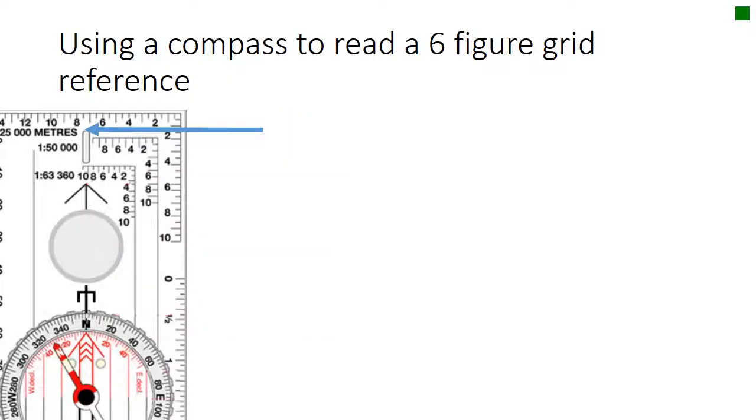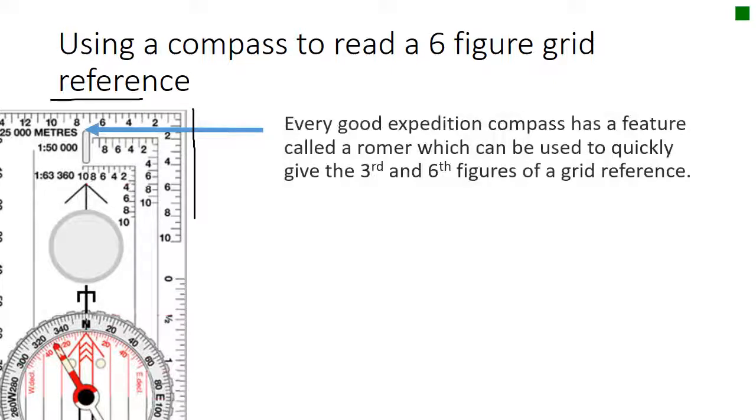So before we can do that, I need to explain to you the different parts of the compass here, or some parts of the compass. This is a standard, what we call base plate compass. It has a clear plastic base plate on it. We'll sometimes call it an expedition compass as well. But it has this scale along the top edge and also along the side. And this is called a romer, R-O-M-E-R. We use that then to very quickly give us the 3rd and the 6th figures of the grid reference without having to do any guesstimation.